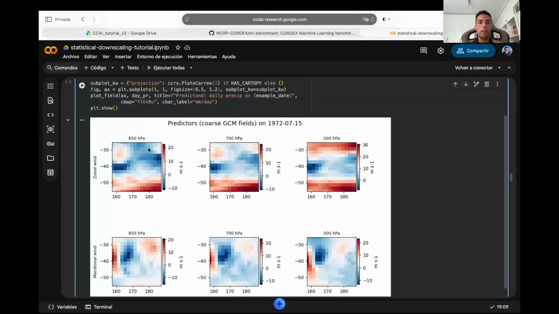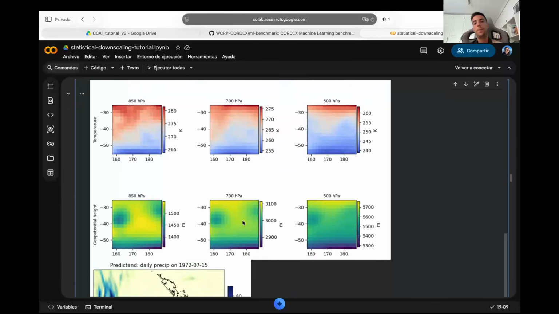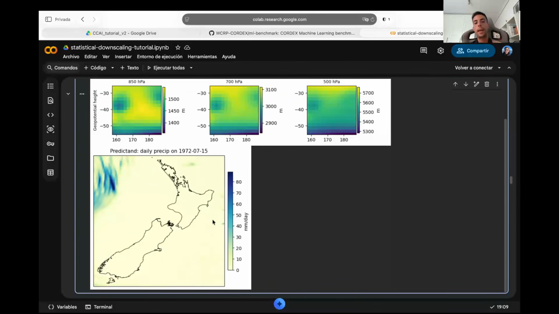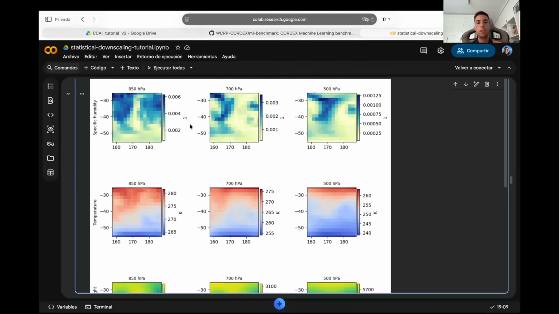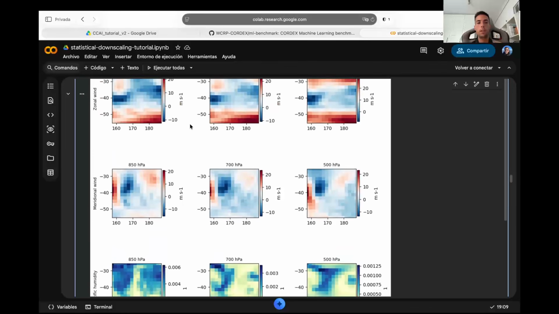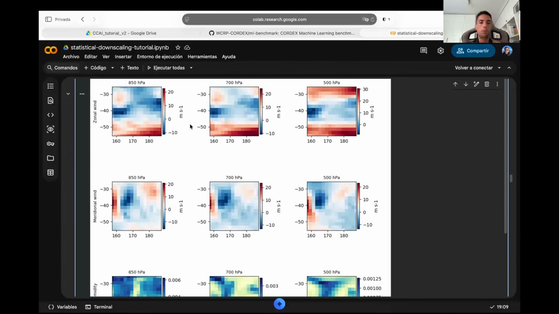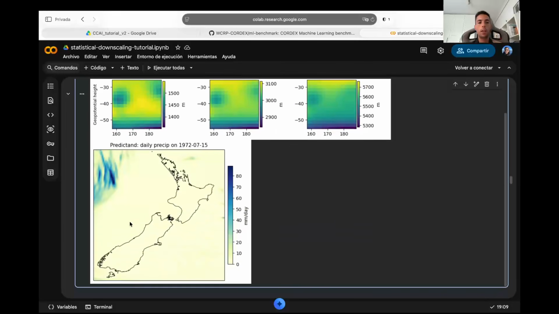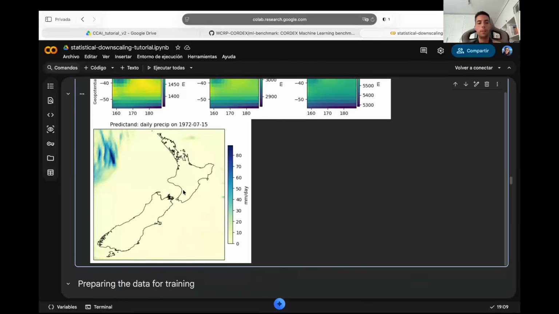The deep learning model has to learn to use these predictors, which represent the state of the atmosphere, to downscale the high resolution precipitation. So this surface variable is precipitation. The idea is to use these predictors, which have a coarse resolution, to downscale this high resolution variable, which in this case is precipitation over New Zealand.